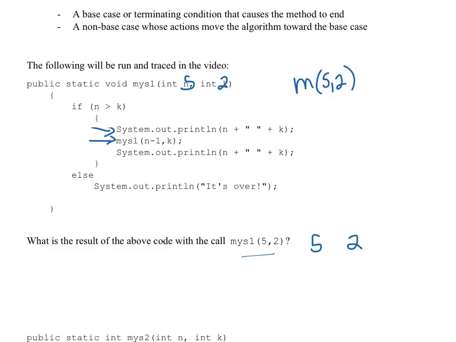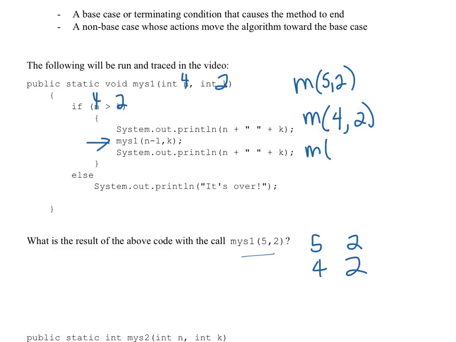Okay, so when it calls 5, 2, it comes down here, does the output, and then it calls n minus 1. So 5 minus 1 is 4. K stayed 2. So when it calls that, this is now a new call. So it comes up here, this is now 4. This is 2. 4, 2. When it comes in here, it outputs 4, 2. Then it calls itself again. But now n minus 1, this is now 4 minus 1, that's 3. K is still the same.